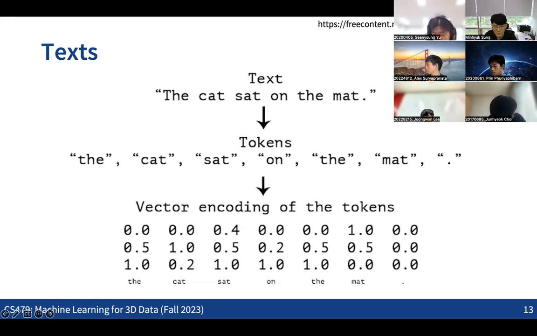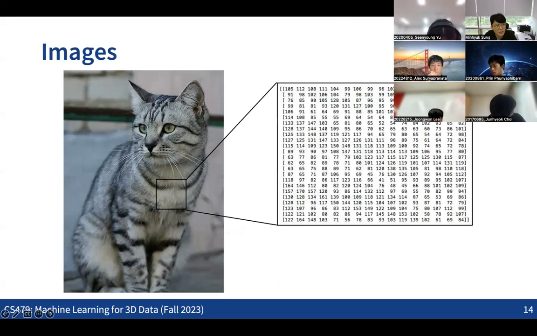And how about images? The image might be the most common type of data that we see in many AI-related problems. And for images, the very typical way to represent the data is a 2D grid, right? An image can be represented as a set of pixels. And each pixel has some numbers, representing either the intensity or the color information. So we have a 2D grid with numbers for each pixel. So these are very typical representations for text and images.